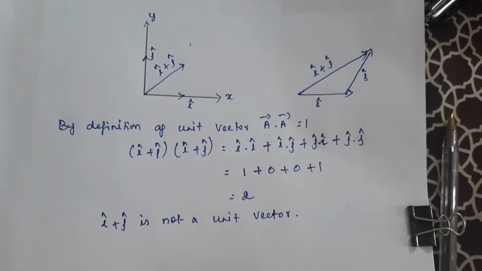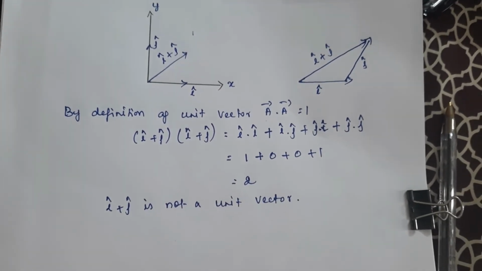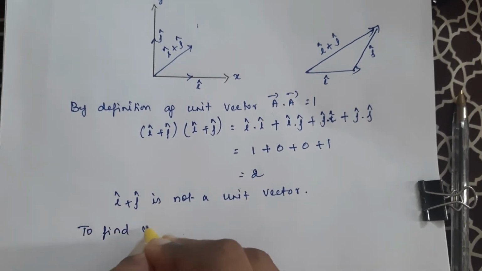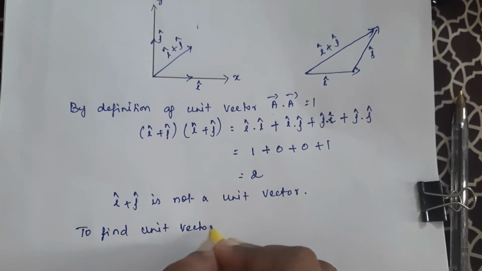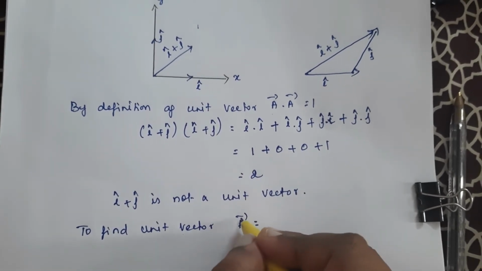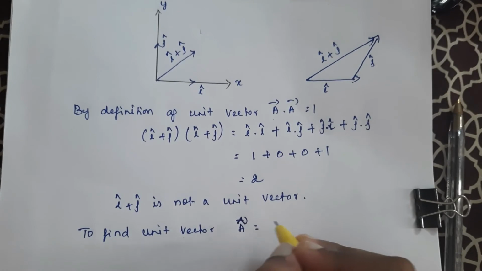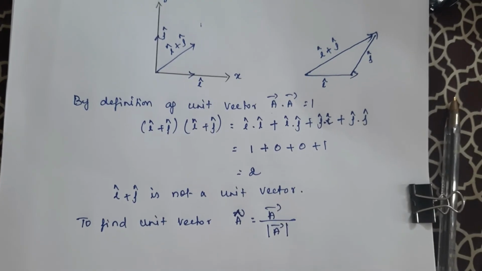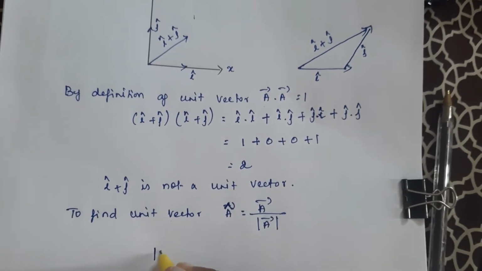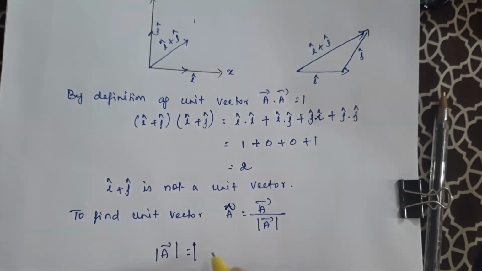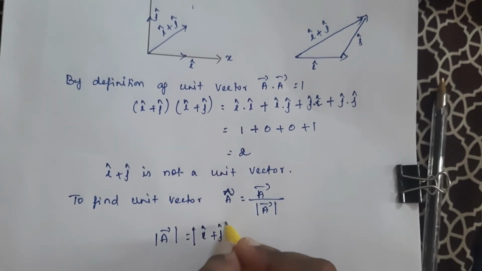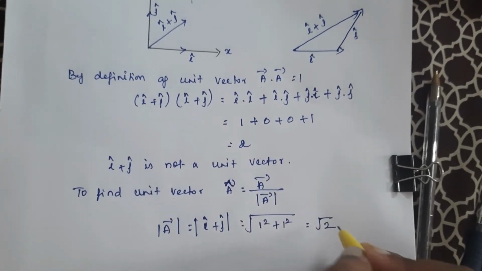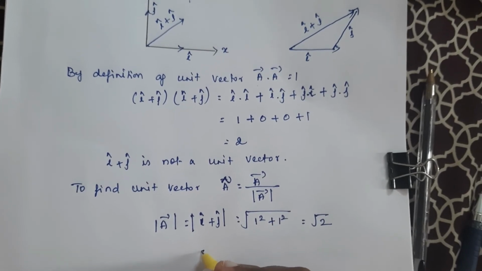Okay. So to find a unit vector, we have to use the formula: a cap is equal to a vector by modulus of a vector. So what is the modulus of the vector here? That is the modulus of i vector plus j vector, that is root of 1 square plus 1 square, which is equal to root 2.